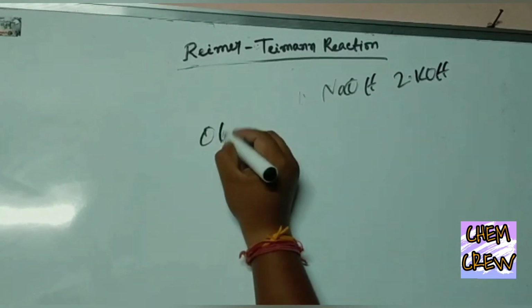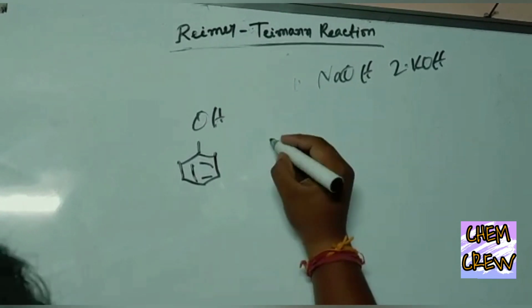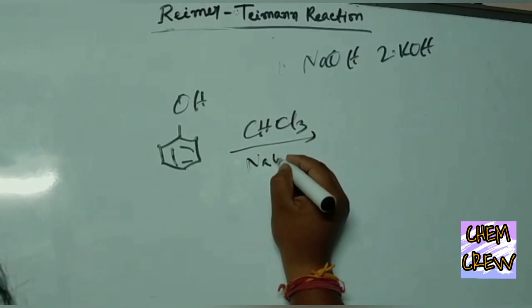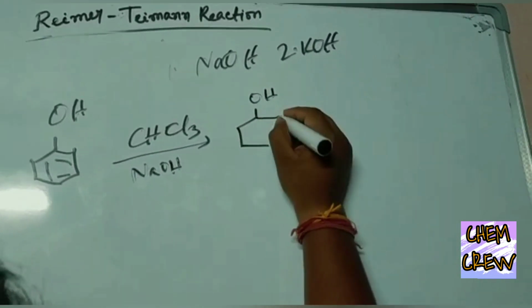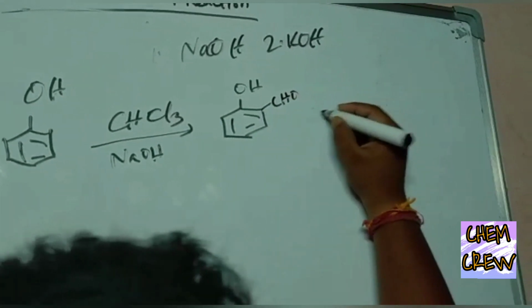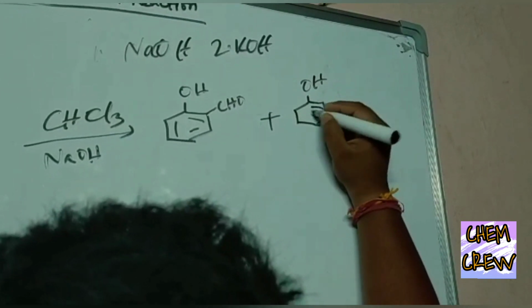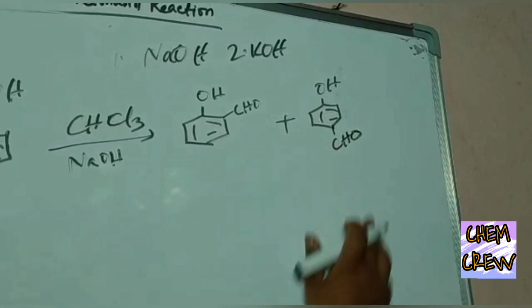As an example, phenol reacts with chloroform in the alkali solution NaOH and produces two products, ortho and para hydroxybenzaldehyde. The ortho product is the major product.